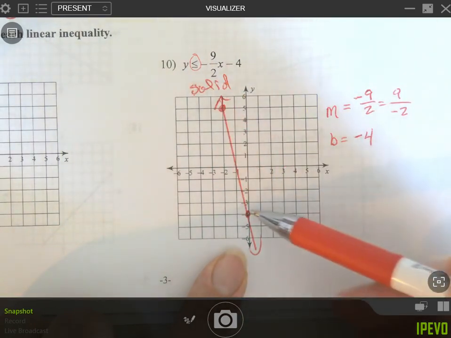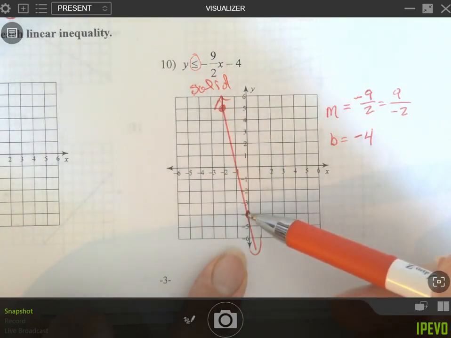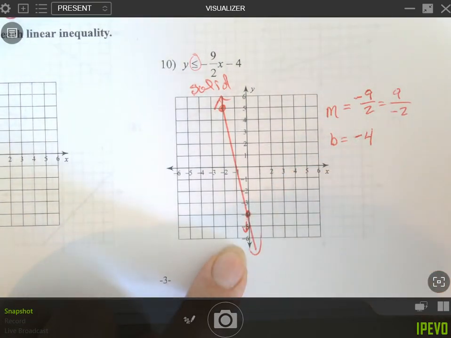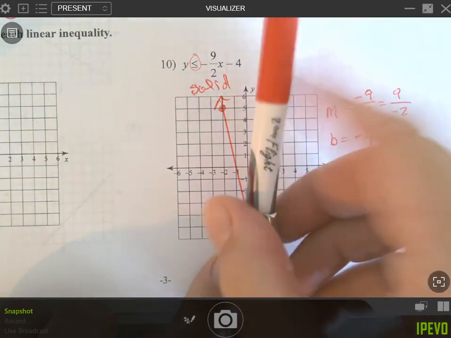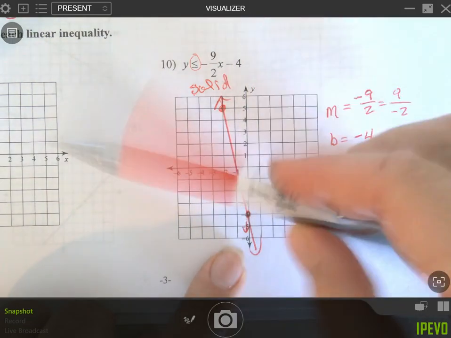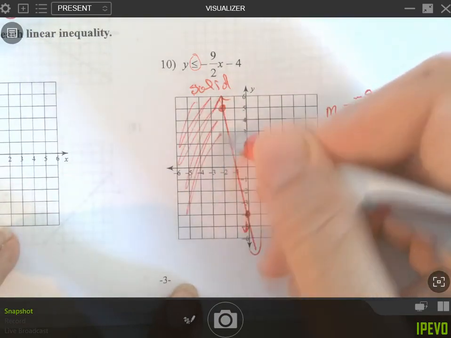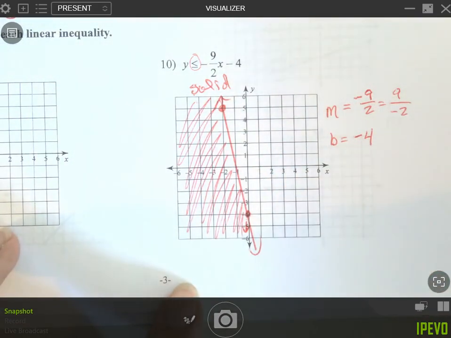So if you look at this as the y value, what y values are less than negative 4? Negative 5, negative 6 as I go down, right? So use your y-axis as your number line, not the x, and then cut this in half. Everything below the line is shaded.